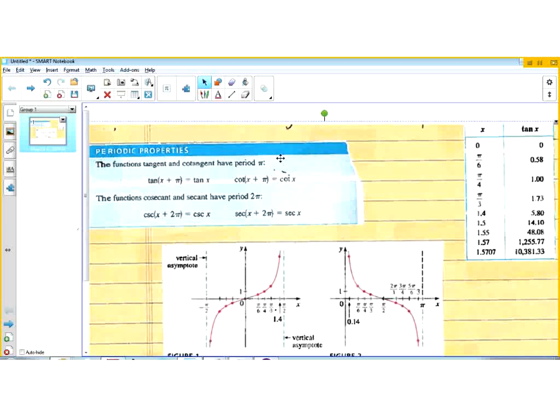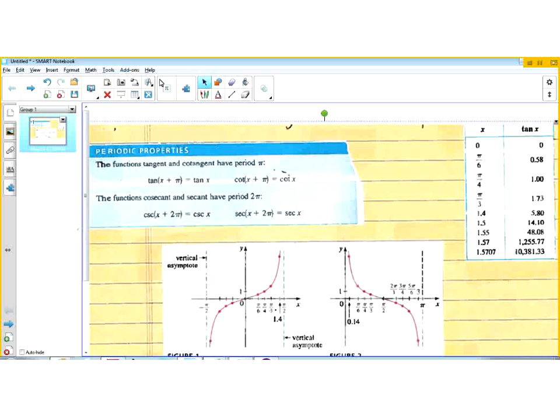Periodic properties: the tangent and cotangent functions both have periods of pi, whereas the other 4 trigonometric functions have periods of 2 pi. That means you calculate an output of the tangent function, for instance, at a terminal number x, and that output will reappear if you were to add pi to terminal number x. And we'll see that when we graph the tangent function over several periods.